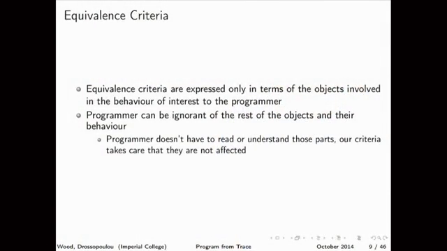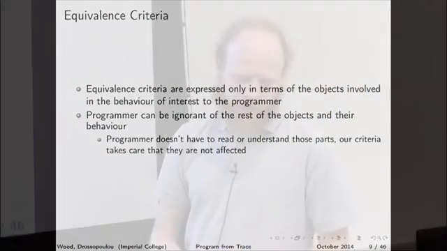So I guess the motivation for using this criterion is that it doesn't require the programmer to say anything about the part of the program that they aren't impacting. The idea is that they only have to talk about the objects that they intended to do something to. And hopefully they can not even read the rest of the program, and we're going to tell them if it was safe to do that or not.